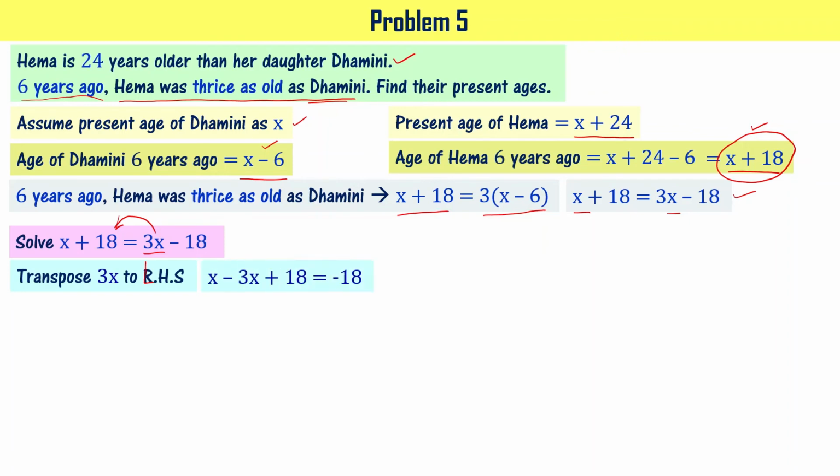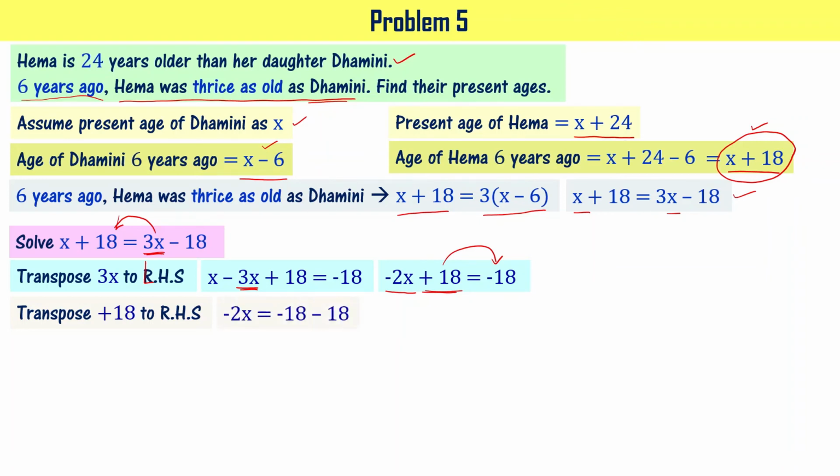When you do that, you get the equation as x minus 3x plus 18 equal to minus 18, right? The plus 3x, which is on the right hand side, when it goes to the left hand side, it becomes minus 3x. That's what. Now let's simplify this. I can write it as minus 2x plus 18 equal to minus 18, right? Now I want to keep only terms containing x on the left hand side and move the constants to the other side. So I'm going to transpose this plus 18 to the other side. When I do that, it becomes minus 18, right?